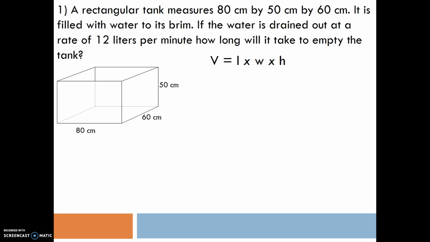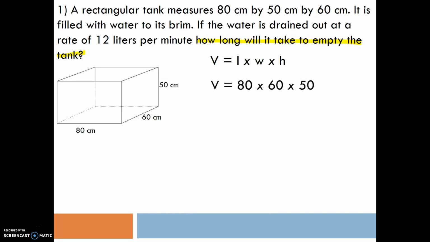Number 1 says a rectangular tank measures 80 centimeters by 50 centimeters by 60 centimeters. It is filled with water to its brim. If the water is drained out at a rate of 12 liters per minute, how long will it take to empty the tank? Okay, let's go ahead and highlight our question here. How long will it take to empty the tank? So what we need to do to figure out this problem is we need to find the volume first. Once we find the volume, we'll set up a conversion, and we'll be using that to figure out the rate, figure out the time it takes to empty the tank. So let's find the volume first.